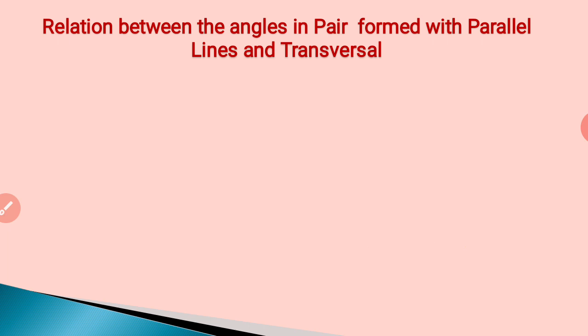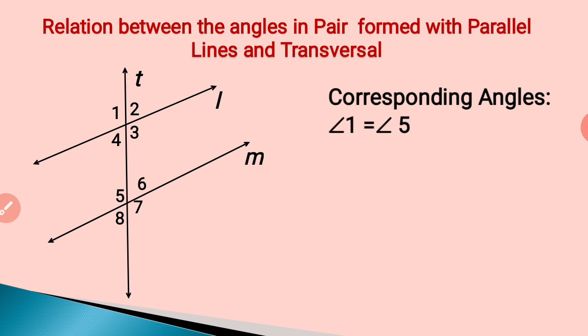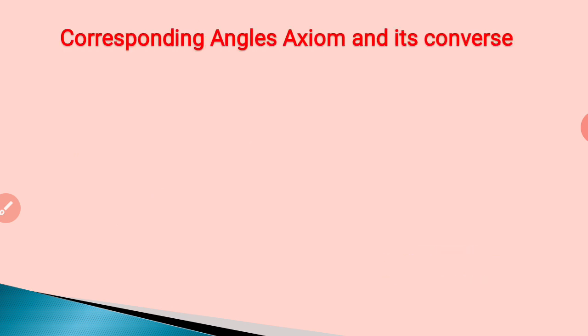Relation between the angles in pairs formed with parallel lines and a transversal. Now if the lines are parallel, then there are certain facts regarding all the angles that we have studied. If the lines are parallel, corresponding angles will be equal to each other. Here with this, we get the corresponding angle axiom.